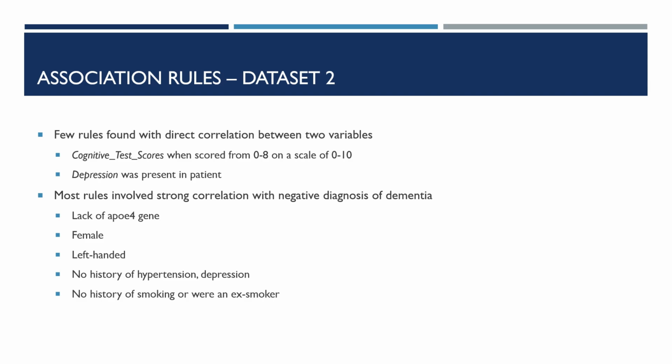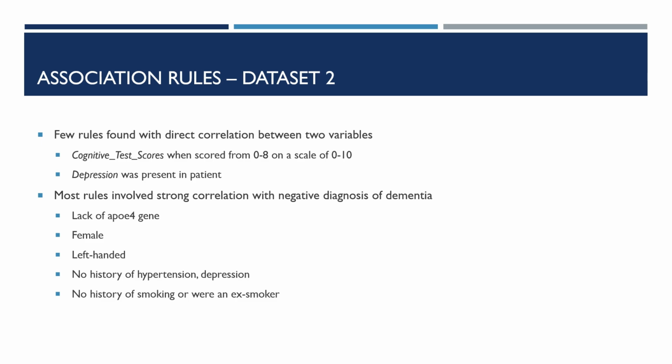The following rules were often combinations of features with statistically significant correlations to a negative diagnosis. Something noticeable was that these rules often included hand dominance, gender, or patients who either never smoked or were ex-smokers having similar correlations with a negative diagnosis for dementia. In terms of gender, it was female patients. In terms of hand dominance, it was left-handedness.